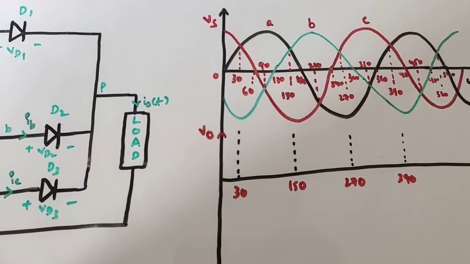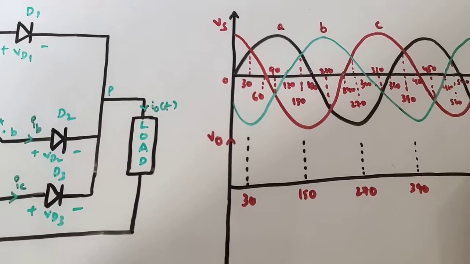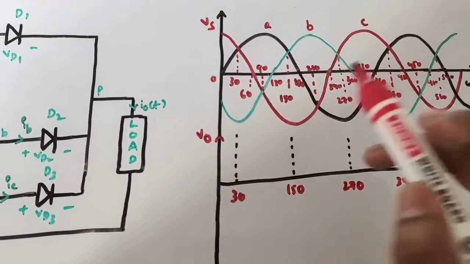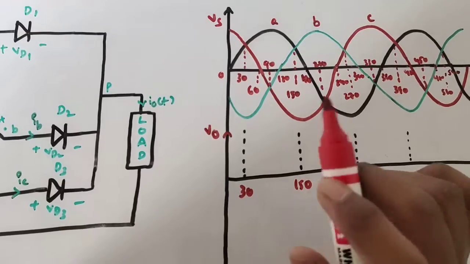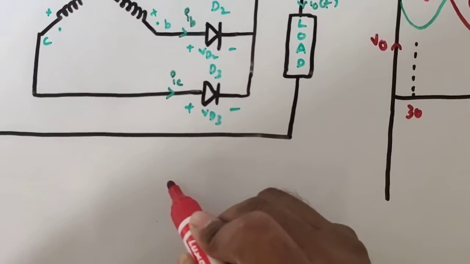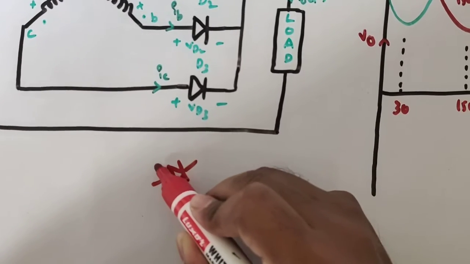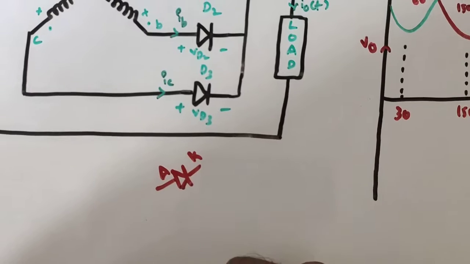For the sake of your understanding itself, I have used three different colored pens. See, A phase, B phase, and C phase, right? Now you have to remember one thing: when the diode is going to be on. If I consider a diode like this, we have two terminals, that is anode and cathode, right?